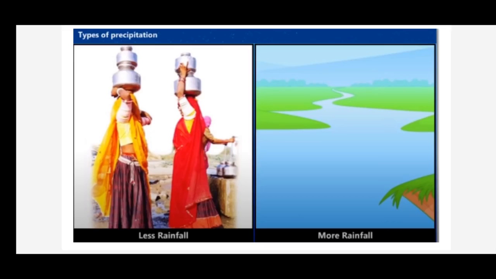So, with the above types of rainfall, what do you understand, children? Rainfall is very important for the survival of plants and animals. It brings fresh water to the earth's surface. Less rainfall may cause water scarcity or drought, or more rainfall may cause floods, children. So, flood damages human life, and drought also damages human life. It affects not only human life, children, but also plants and animals.